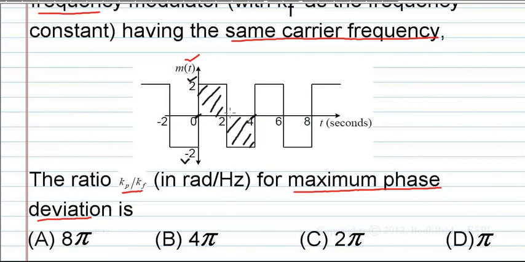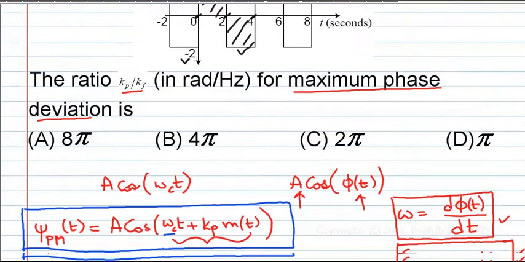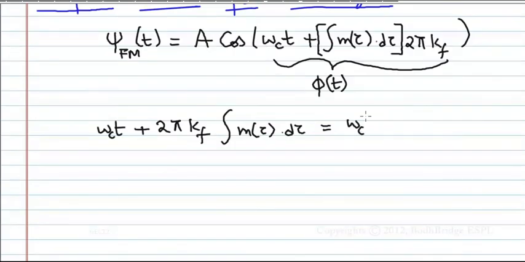When you take from 0 to 2, just 0 to 2, then the area of m of tau d tau is this whole area. If you take 2 to 4, the area is from here, the whole negative area. The maximum area you will get only when you consider the whole one-sided or whole two-sided. If you take one-sided, you will get positive, negative-sided, you will get negative. Therefore the maximum area can be this rectangle, which is 2 into 2, 4. Omega ct plus how much you are getting? 2 pi kf into 4 is the maximum thing you will get.